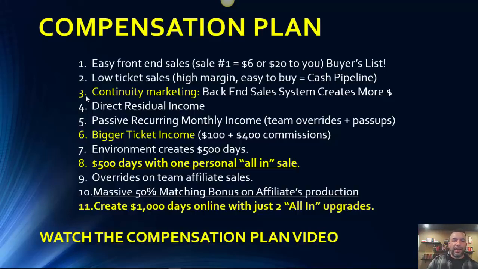So you receive direct residual income, passive recurring monthly income, team overrides, pass ups as it builds out, bigger ticket income, you get those $100 and $400 commissions. That environment, remember, creates the $500 days. $500 days with one personal all-in sale, guys. One person goes back, logs in, goes all in, boom, 500 bucks in your pocket. You get overrides on your team affiliate sales, and also you get massive 50% matching bonus monthly residual income, a 50% matching monthly income from all of your affiliates' production.